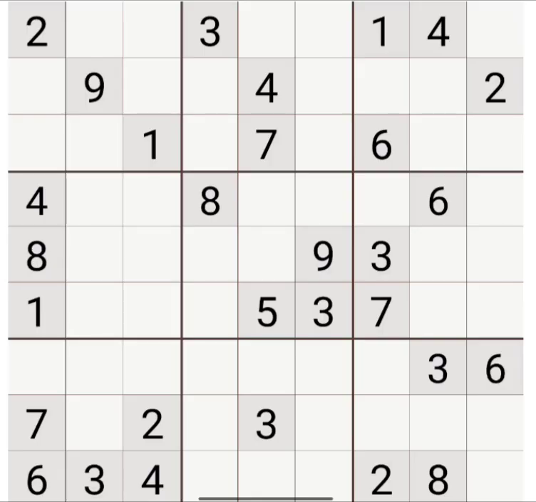Let's get started. Now you look into the first row and the second row. There are two 4s in the first and the second rows, but in the third row there is no 4. So 4 cannot come in these two cells and 4 cannot come in these two cells because they are in the same boxes. So 4 will come in these two cells, but in this cell 4 cannot come. So 4 will be placed here.